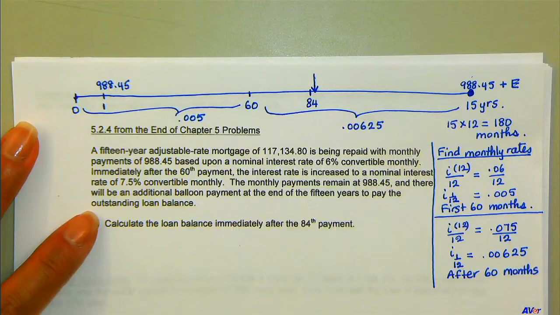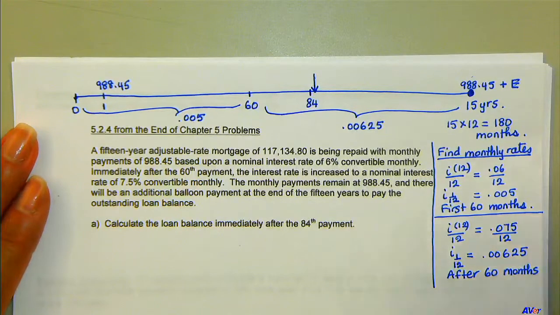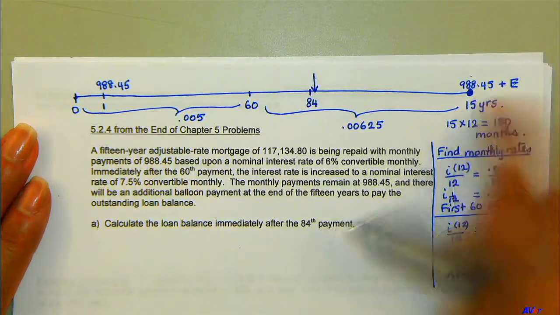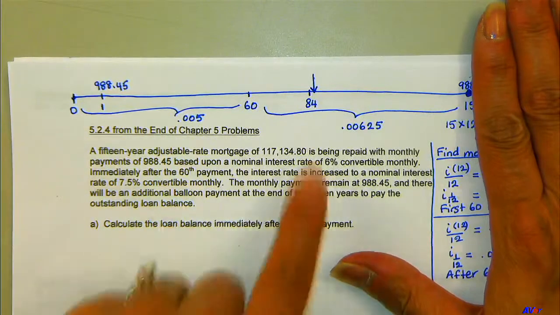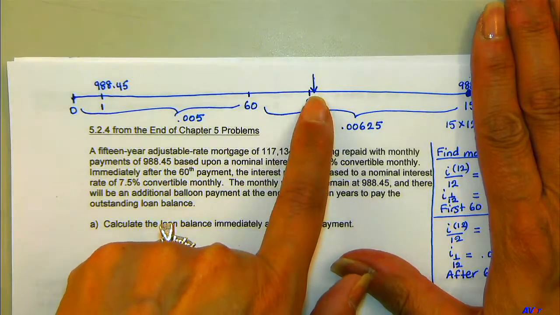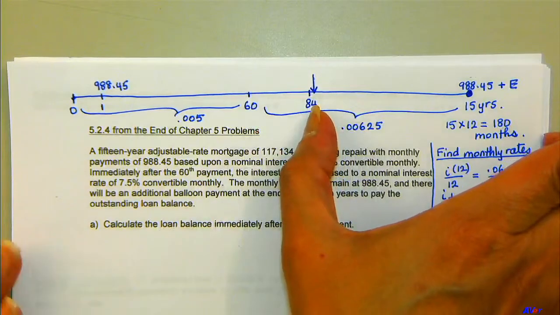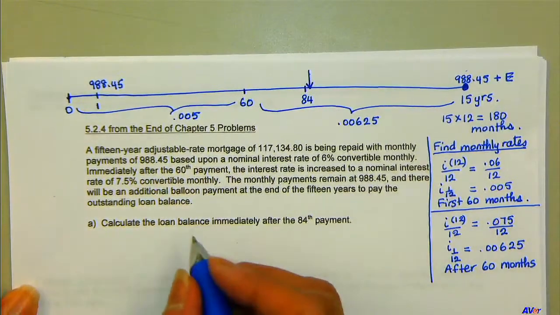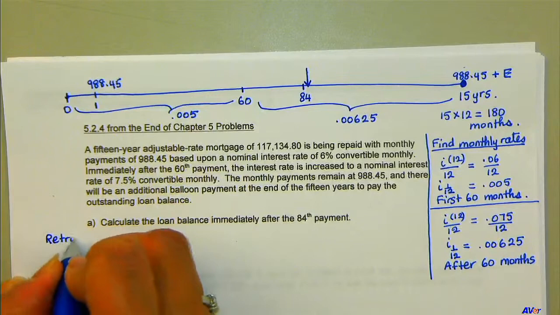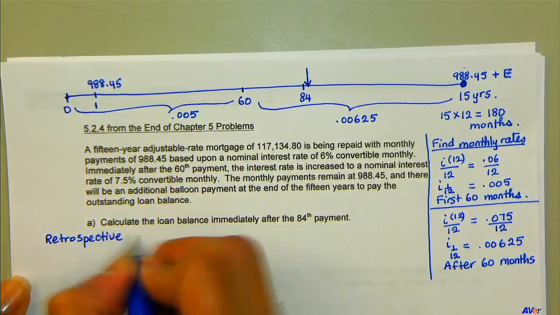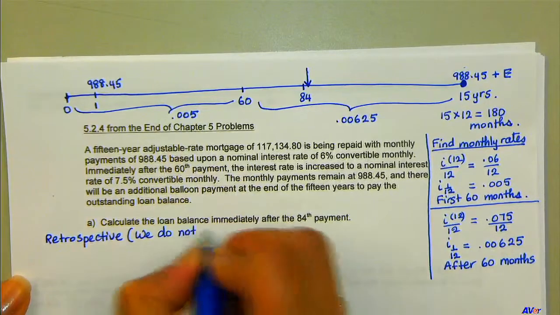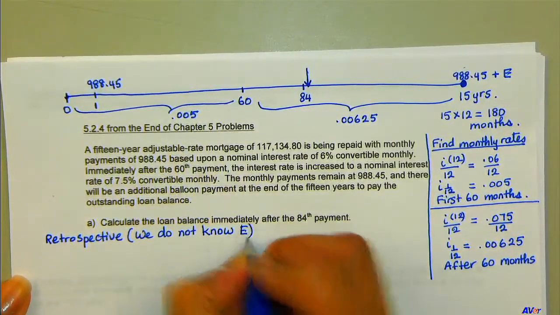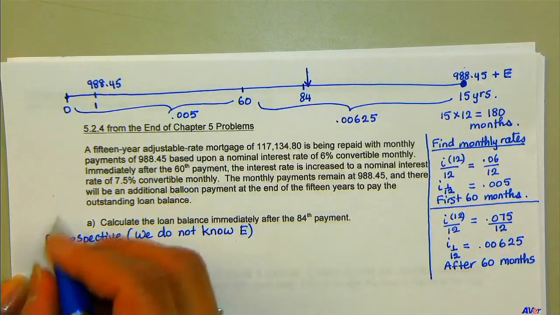Because I don't know what the extra payment is at the end of the 15 years, I cannot use the prospective method. I have to resort to retrospective because I don't know what this payment is. If all these payments were the same, then I could have said OLB 84 is equal to the present value of the remaining payments. But I can't say that because I don't know the last remaining payment, right? So let's go backwards to retrospective, because we do not know E, the last payment.